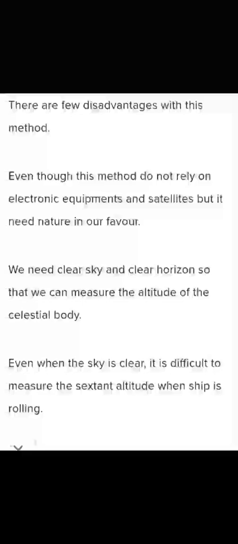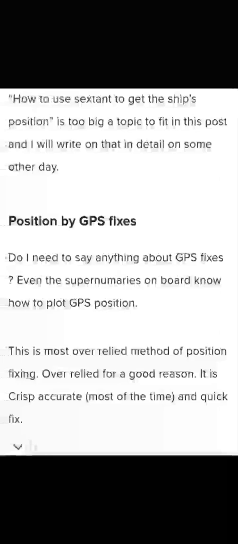There are some disadvantages with this method. Even though this method does not rely on electronic equipment and satellites, it needs nature in our favor. We need a clear sky and clear horizon so that we can measure the altitude of the celestial body. Even when the sky is clear, it is difficult to measure sextant altitude when the ship is rolling. How to use a sextant to fix the ship's position is too big a topic to fit in this post, and I will write the details some other day.